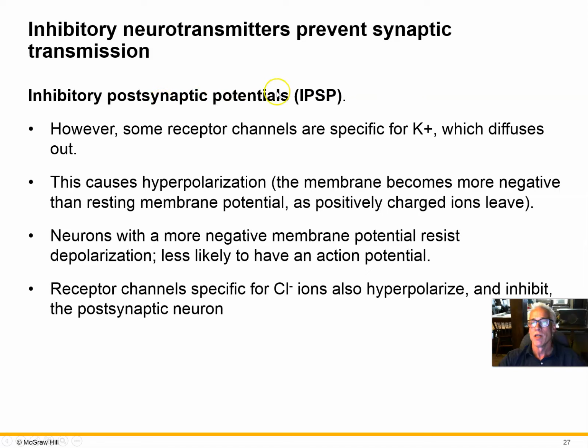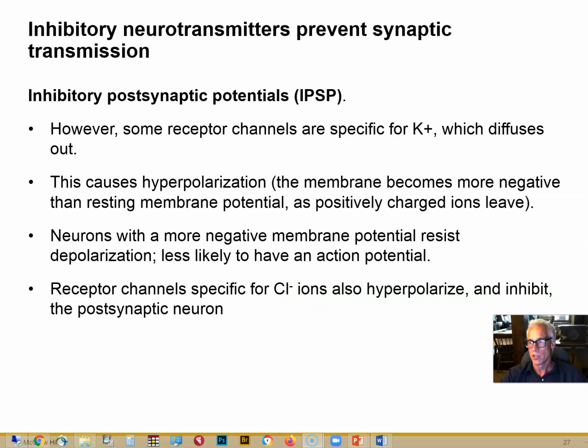So inhibitory neurotransmitters bind to potassium channels and hyperpolarize the membrane. Also, receptor channels that are specific for chloride ions. Those are negatively charged ions that diffuse into the membrane and also hyperpolarize it. So either of those two types of receptor channels will inhibit the postsynaptic membrane.